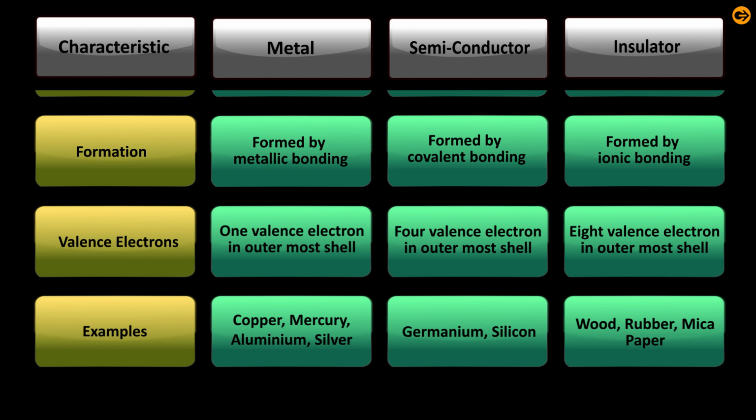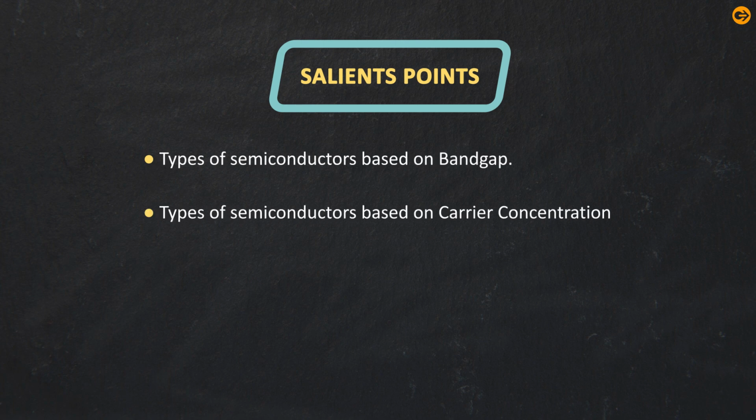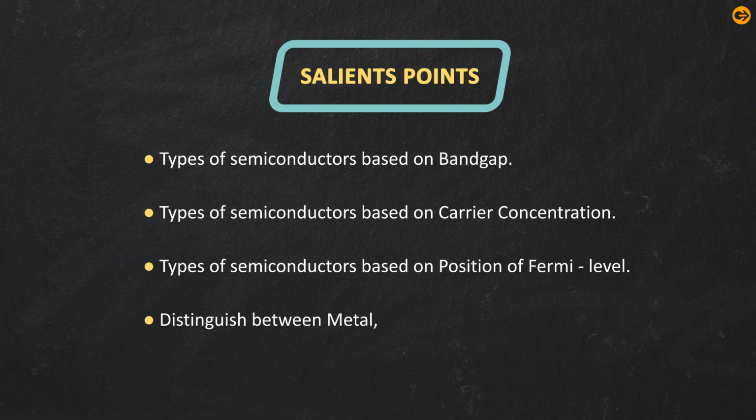With this, I would like to conclude this section of metal, insulator and semiconductors. You watched all the sections of MIS, and in this class we have studied the types of semiconductors based on band gap, types of semiconductors based on carrier concentration, types of semiconductors based on position of Fermi level. And we distinguished between metal, insulator and semiconductor.